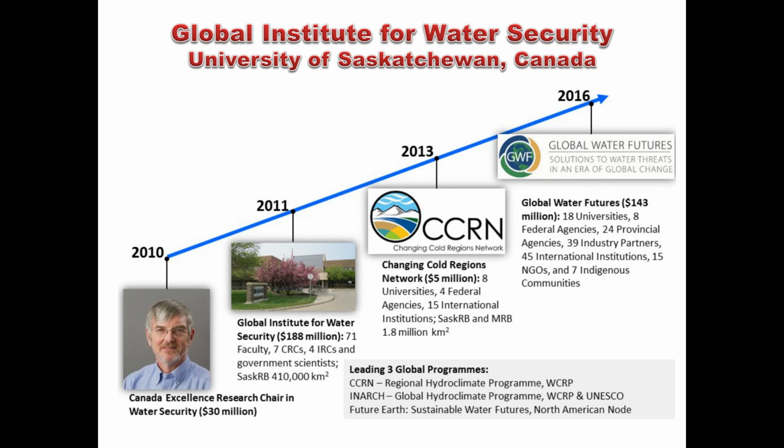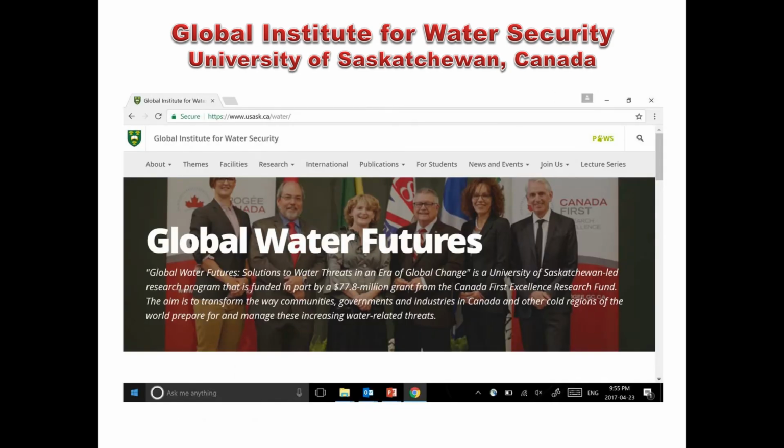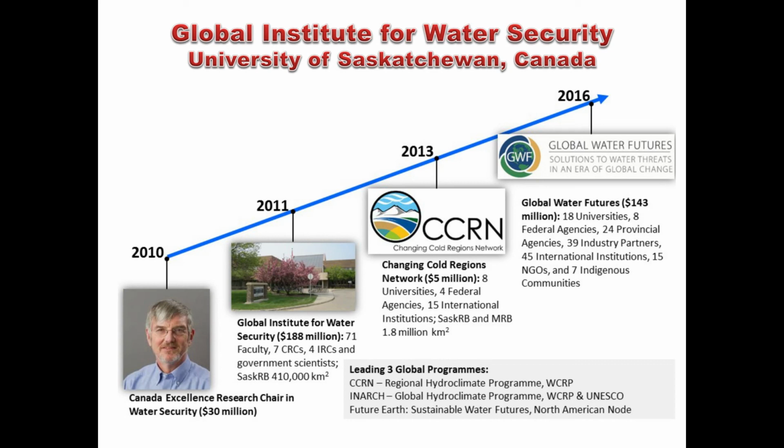In 2013, it was the beginning of a new journey, a changing cold regions research project covering Western Canada, and just recently we launched this new program, Global Water Futures, Solutions to Water Threats in an Era of Global Change. This is a very big program, $77 million coming from the federal government, and with total cash support from 4 partner universities, it totals $144 million. So we are still at the beginning of this new program, and we are actively working with others, and we are very interested in extending collaborations with well-known institutions like yours.